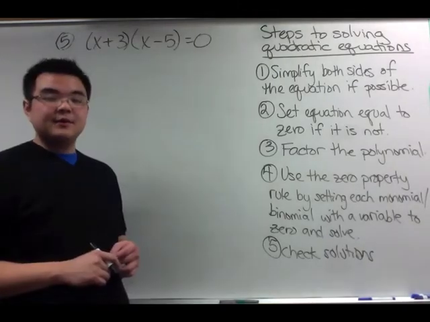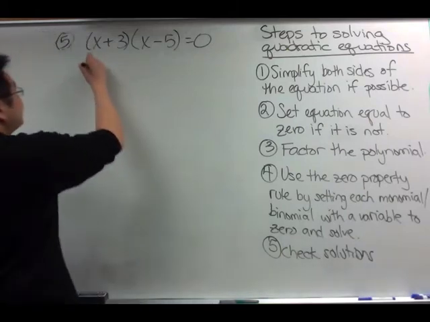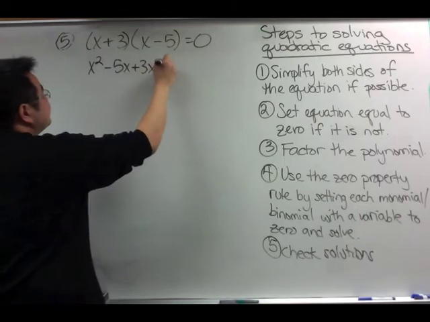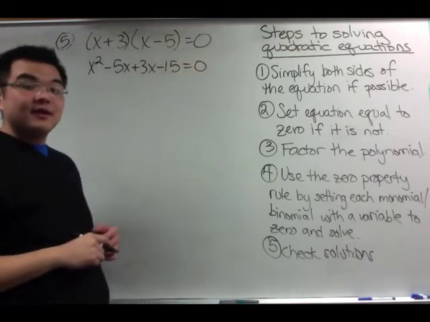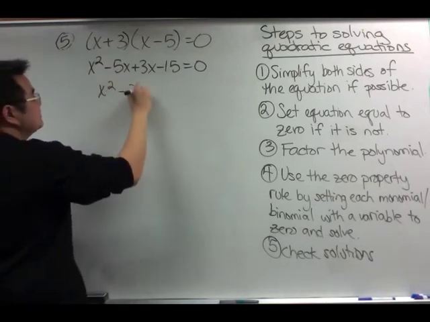In this example, we're going to multiply both binomials together to simplify. We will get x squared minus 5x plus 3x minus 15 equals 0. Some of you may know this as foiling or distributing. Then we're going to combine like terms.